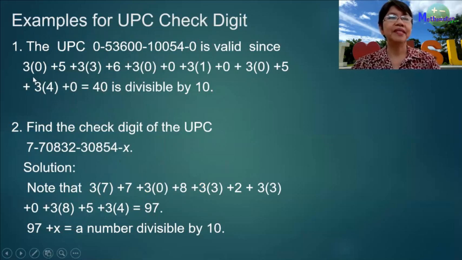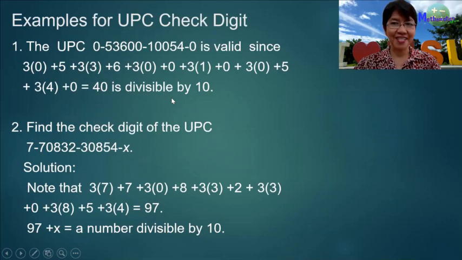Examples. The UPC 0-53600-10054-0 is valid since if we apply the formula for the check digit, the sum of this will be divisible by 10. The sum is 40 and it is divisible by 10. You can check it out.